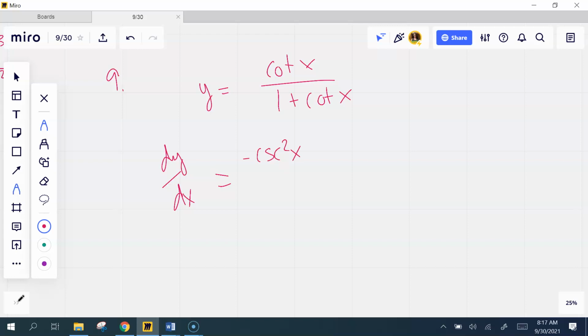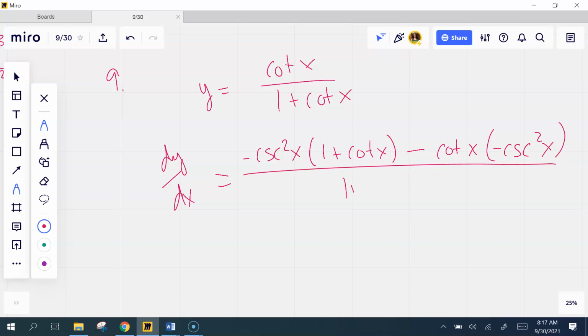Derivative of the top, but they did this though, times the bottom, minus the top times the derivative of the bottom. Again, same derivative. I bet they didn't do it backwards. And then you cancel your cosine.